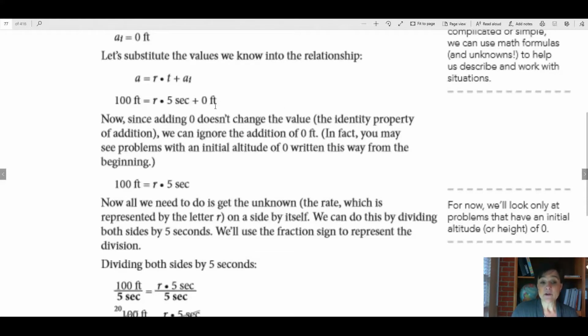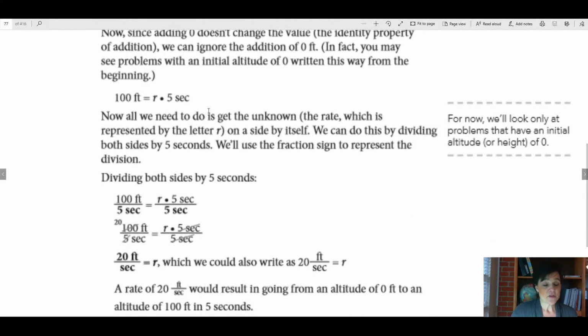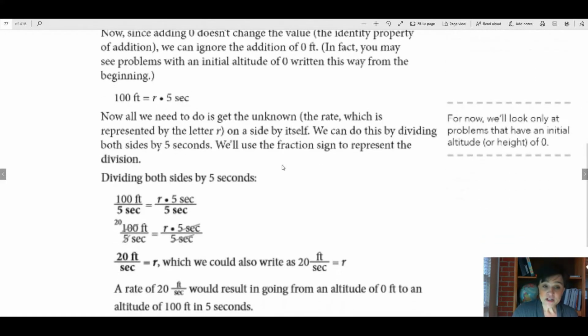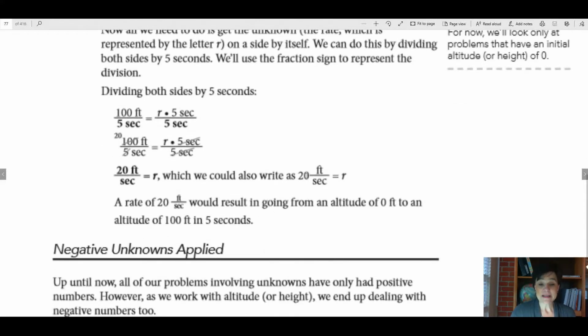Now, since adding 0 doesn't change the value, remember the identity property of addition? You can ignore the addition of 0. In fact, you may see problems with an initial altitude of 0 written this way from the beginning. So they went ahead and got rid of that because it's not going to change anything anyway. So we're just left with this. Okay? Now all you need to do is find the unknown. So you're going to divide both sides by 5, do all your calculations, and you're left with 20 feet per second is the rate.